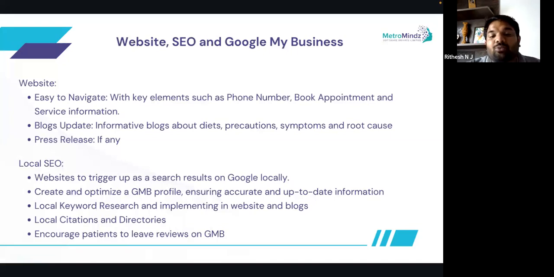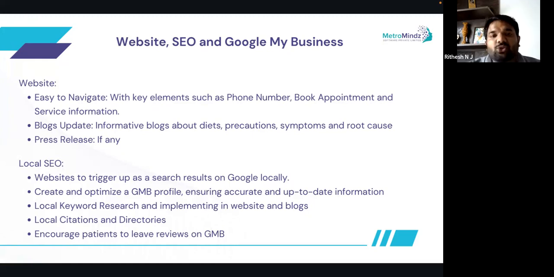Okay. So I've already told you about Google Maps, how helpful it is, and also about the appointments that can be booked within a website. The website should be very easy to navigate, with a phone number, a booking appointment option, and a few service details. And if possible, we can also provide a testimonial. So these four things are very basic for any website.